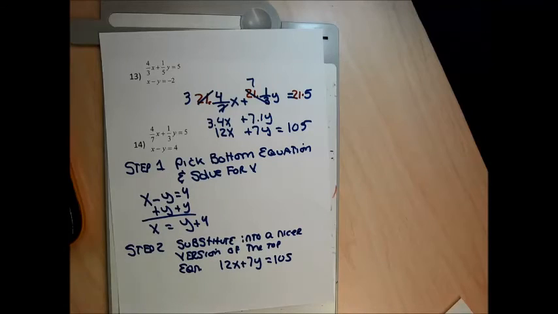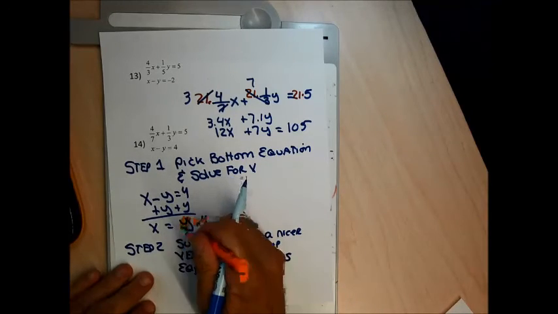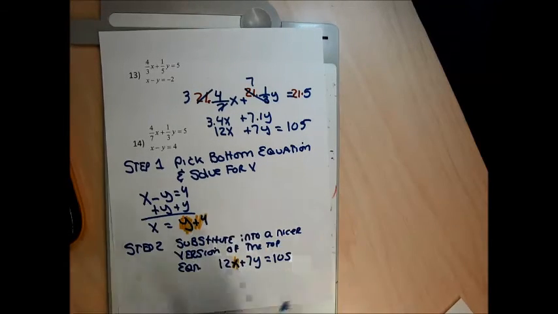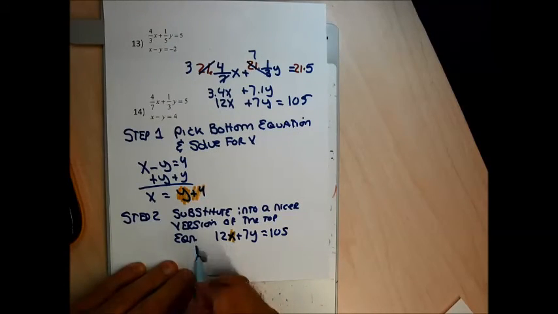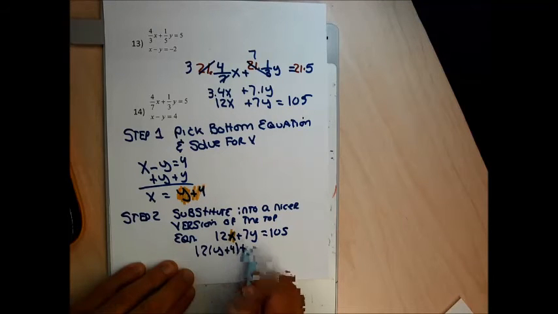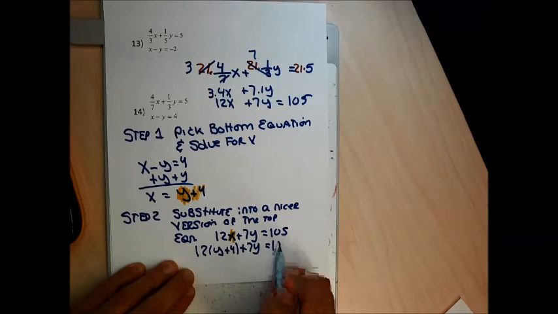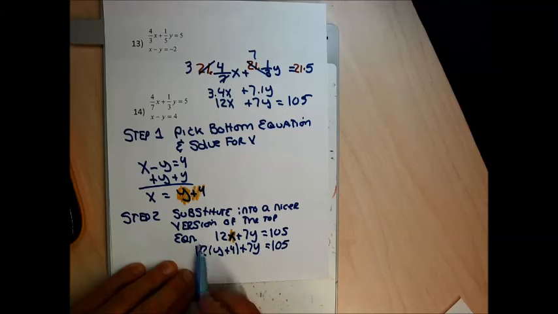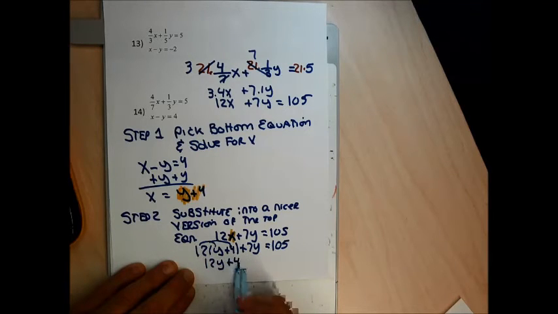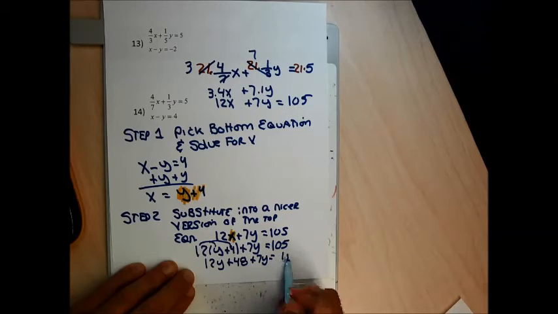And now I'm going to change my x to y plus 4. So I'm going to go 12 times y plus 4 plus 7y equals 105. Now I'm going to clear the parentheses. I go 12 times y is 12y, 12 times 4 is 48, plus 7y equals 105.